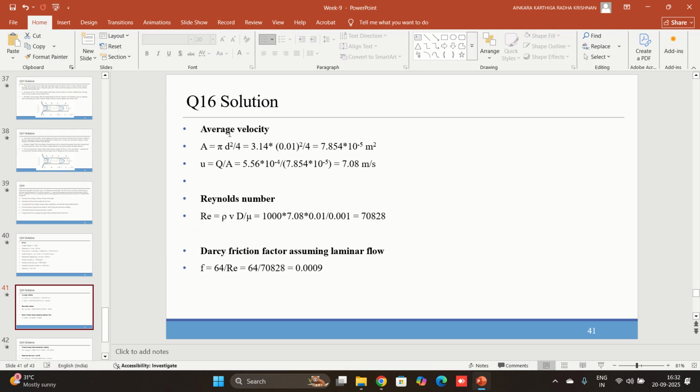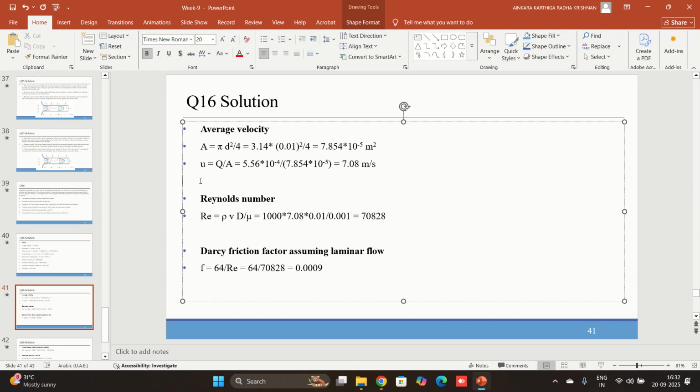So average velocity is u equal to Q by A. So we know Q, we have to find A. So A is pi by 4 d square. So we change it into 5 centimeter. So we have to redo the calculation now. So 0.05 square divided by 4 into 3.14. So it is 1.9625 into 10 power minus 3.